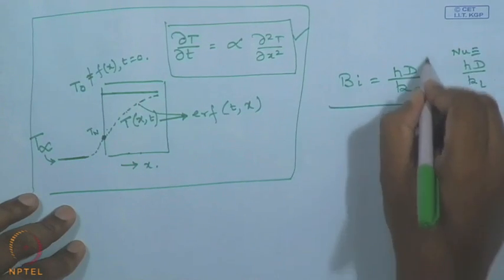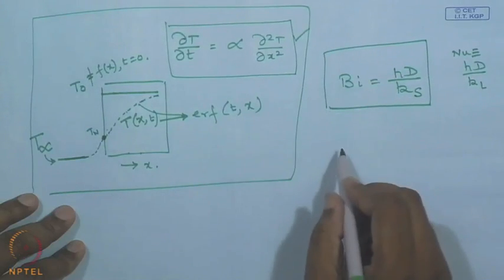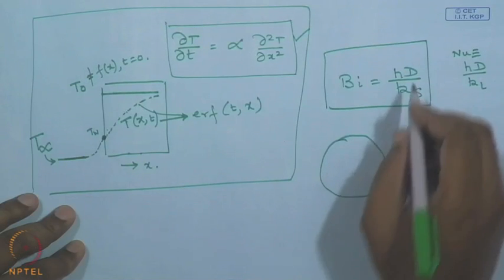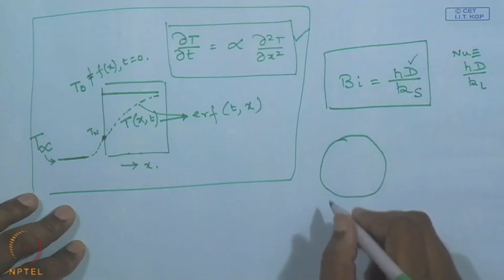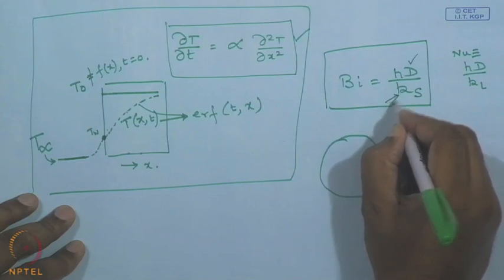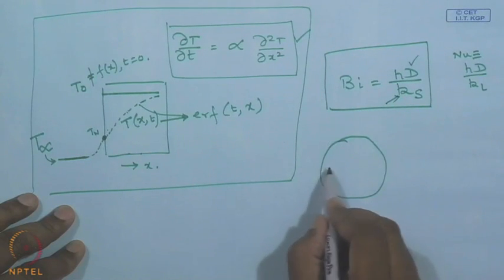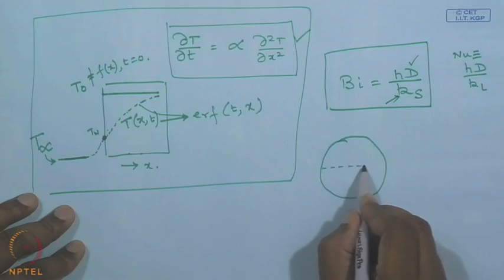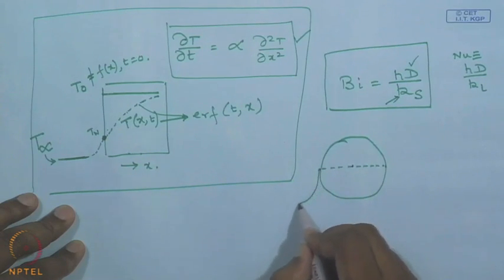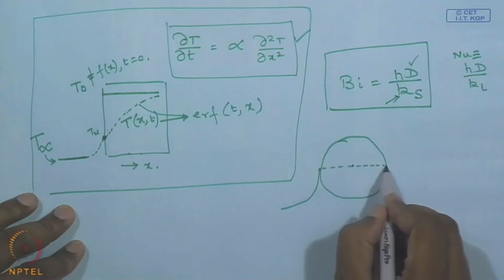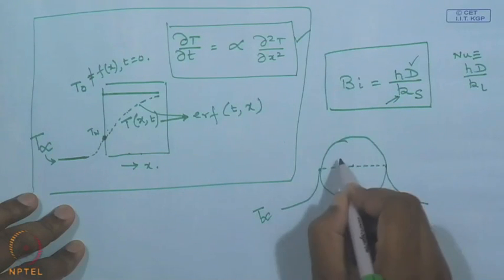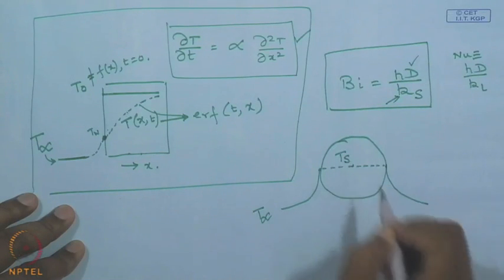So for a small value of Biot number, let's say we are talking about a sphere. Now in a sphere the diameter is small. If the diameter of the sphere is small, or if the value of k is large, then what one can think of is that the temperature inside the sphere will remain constant, invariant with time, and this is the temperature T infinity, whereas this is the temperature of the solid.